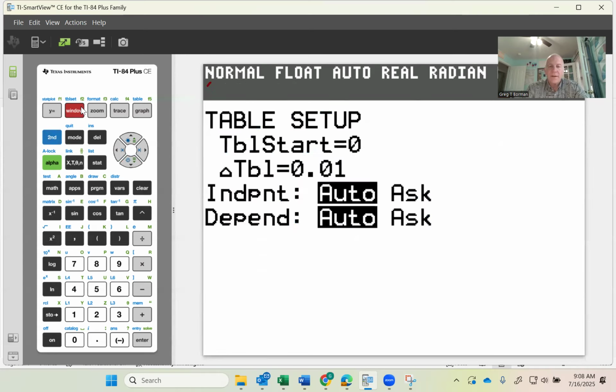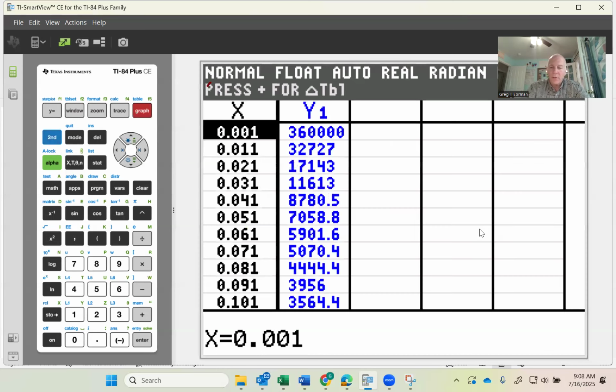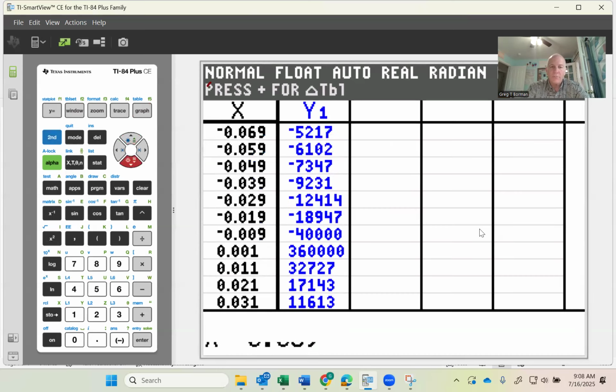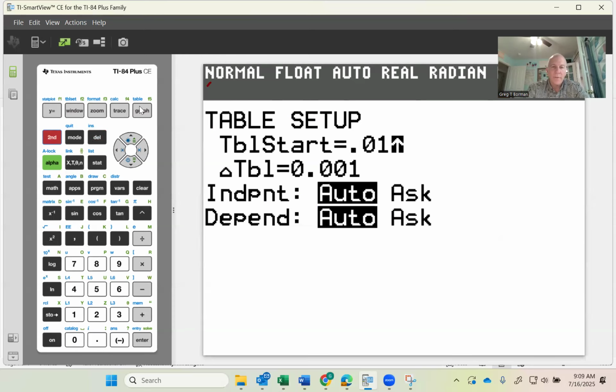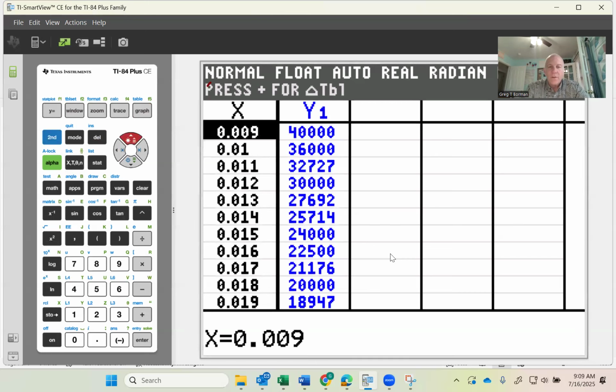Let me see here. 0.001. Let's try that. Okay. Oh, I'm doing it backwards. Okay, 0.01. Delete. 0.01. Okay. Yeah, I was thinking about it backwards.